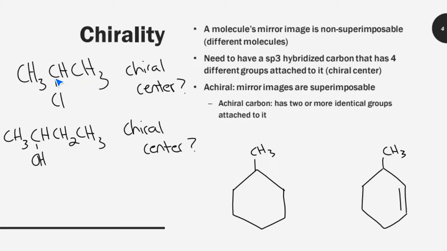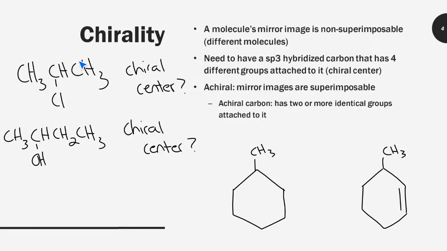This one maybe looks like a chiral center, but we have a hydrogen, a chloro group, and then 2 methyl groups. Because I have 2 methyl groups, those are identical, so that's not a chiral center. Okay.